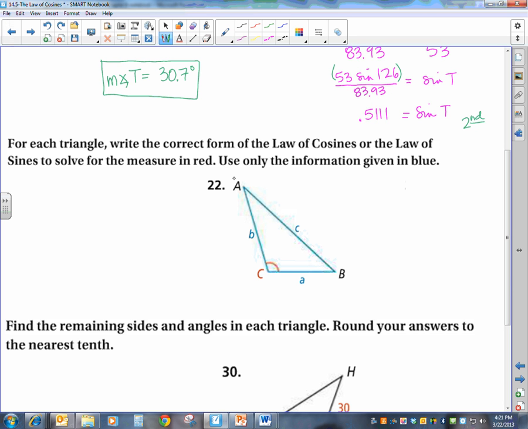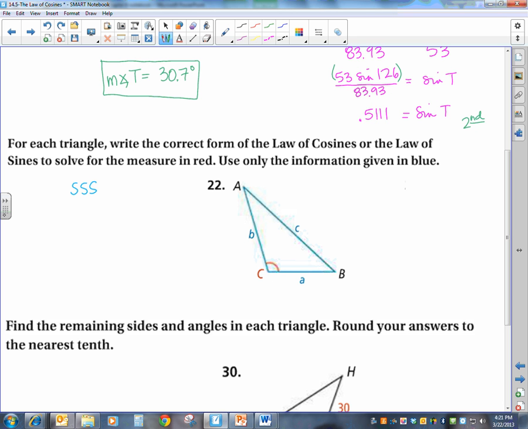So I picked an even problem, 22. Basically, it tells you that you need to figure out whether you have to use the law of cosines or the law of sines, and you're trying to find this measure in red, but you only know the information in blue. So again, this is an example of knowing the sides of a triangle, and I'm looking for the angle. So if I know the sides, then that means that I have to use the law of cosines.